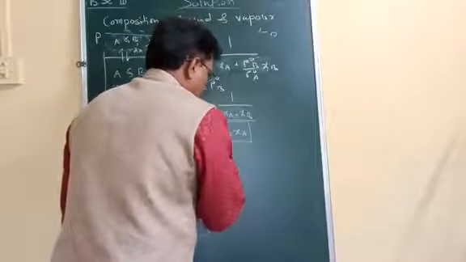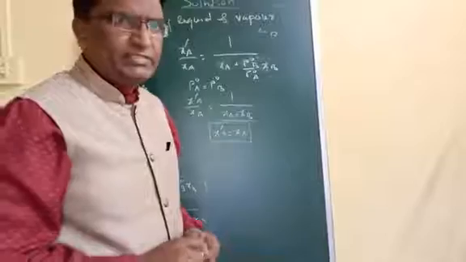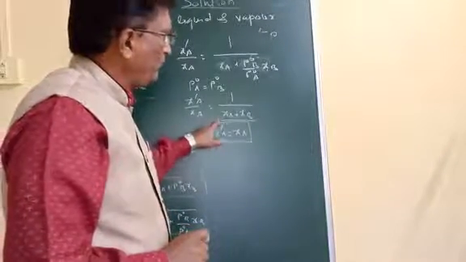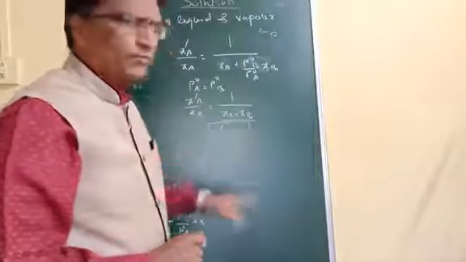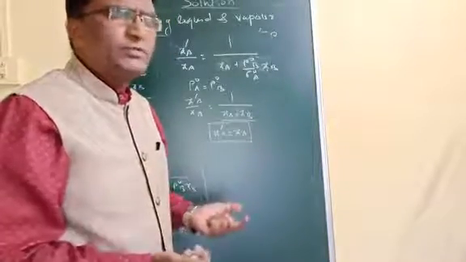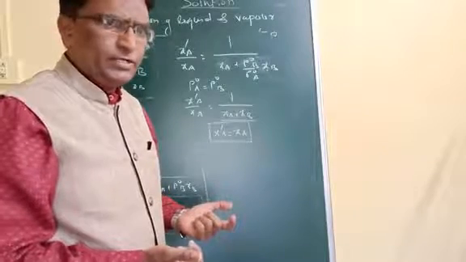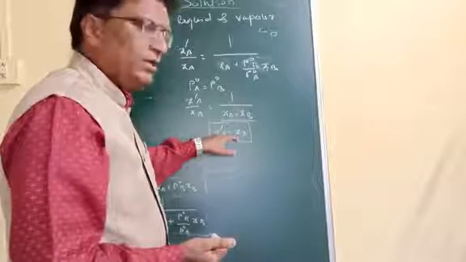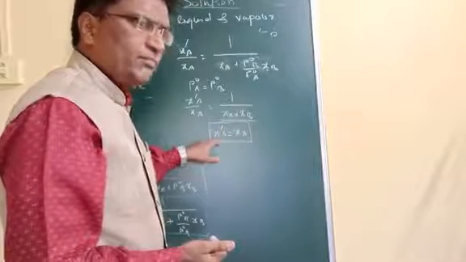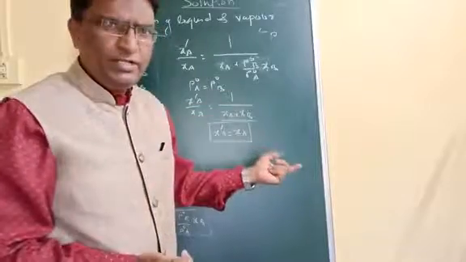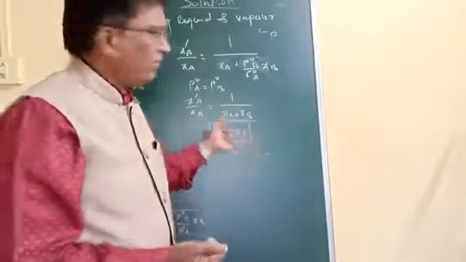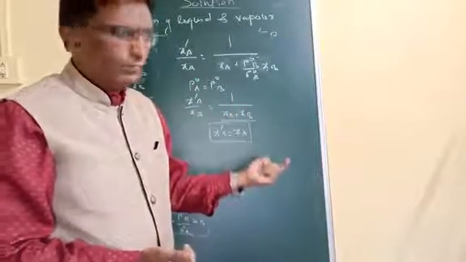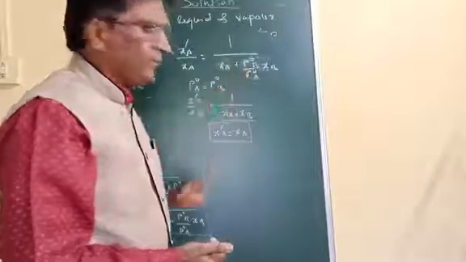It means that if both components possess the same vapor pressure, then A present in vapor phase is equal to A present in liquid phase. That means A is present in both phases in identical condition. If A in liquid and vapor phase is present in the same proportion, then B is also present in the same proportion. That means whatever A is present in vapor, B is also present in the same proportion if both vapor pressures are same.